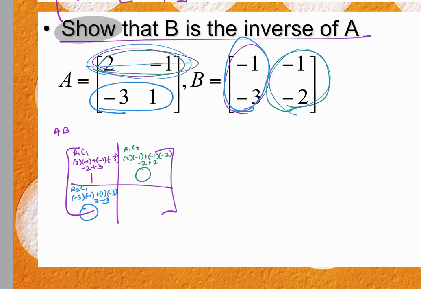And then row 2, column 2. So now I'm doing row 2, but I want column 2. Negative 3 times negative 1 plus 1 times negative 2. 3 minus 2, which is 1. First part, done. Now I repeat that process for BA.